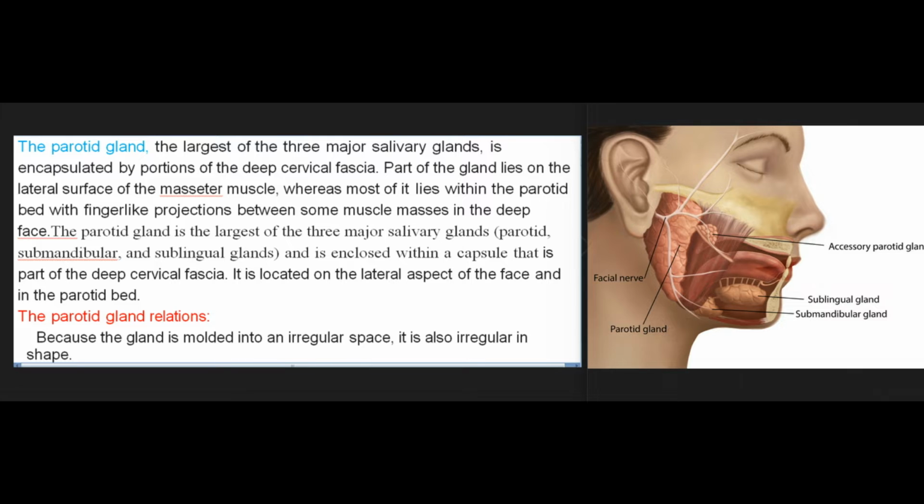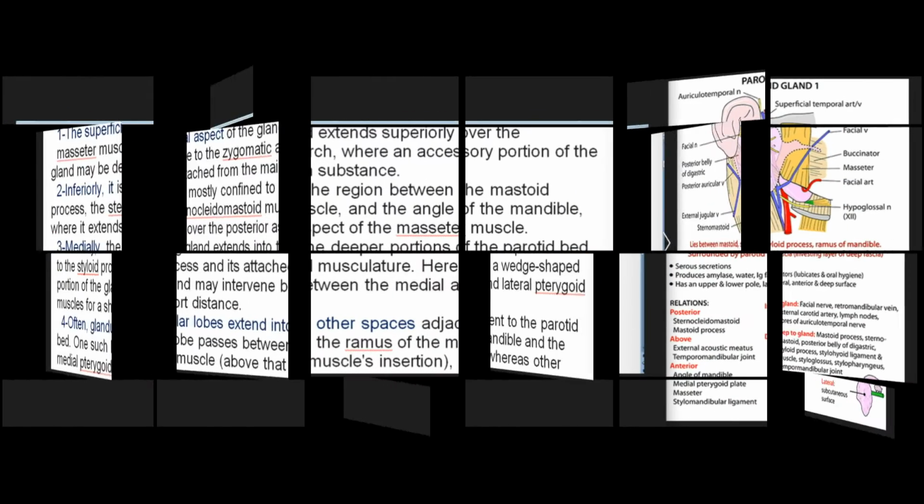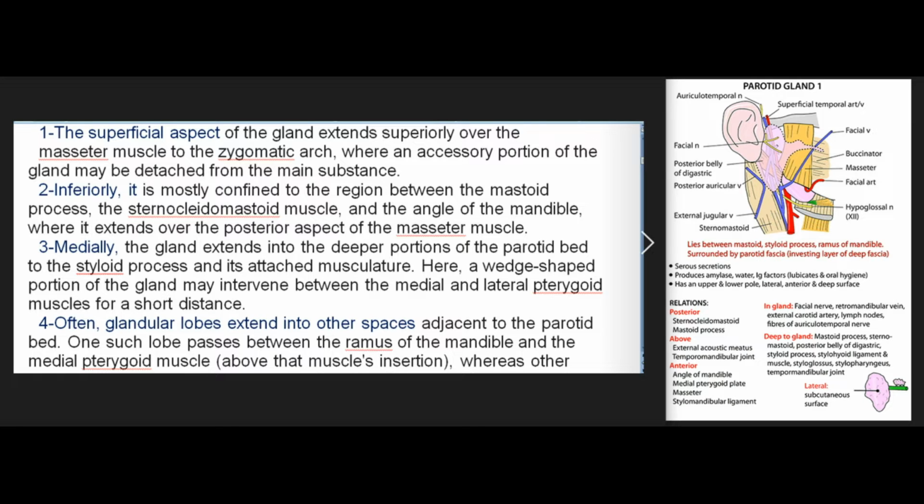The parotid gland relations. Because the gland is molded into an irregular space, it is also irregular in shape. 1. The superficial aspect of the gland extends superiorly over the masseter muscle to the zygomatic arch, where an accessory portion of the gland may be detached from the main substance. 2. Inferiorly, it is mostly confined to the region between the mastoid process, the sternocleidomastoid muscle, and the angle of the mandible, where it extends over the posterior aspect of the masseter muscle.